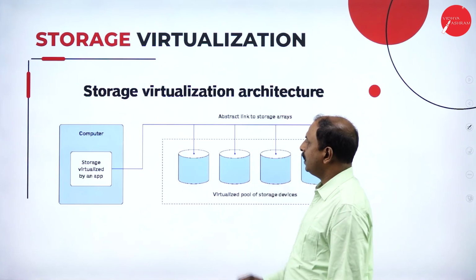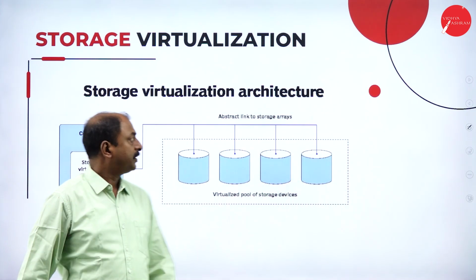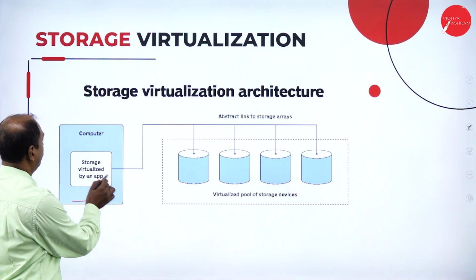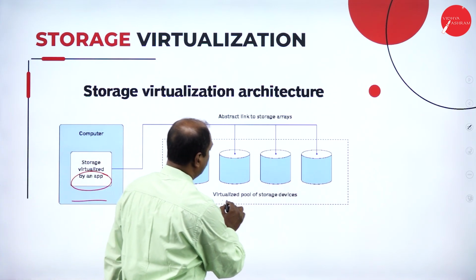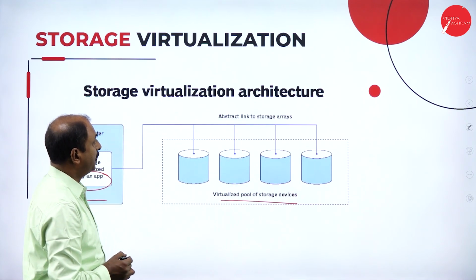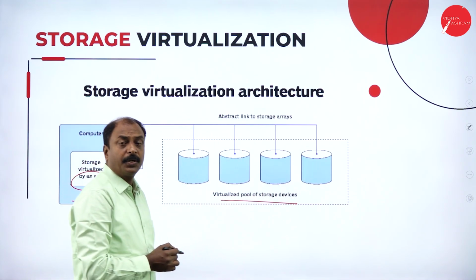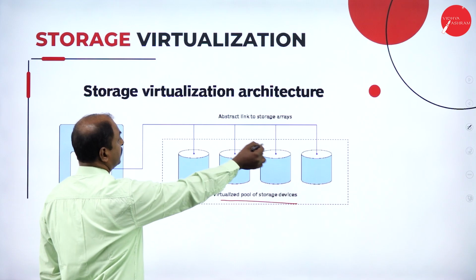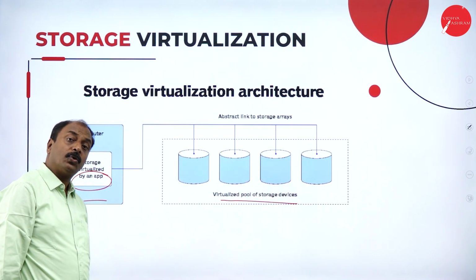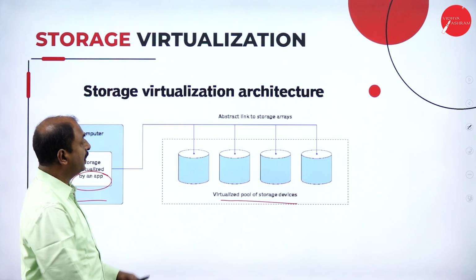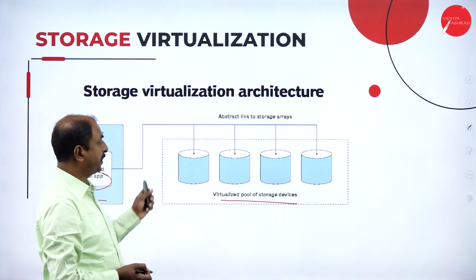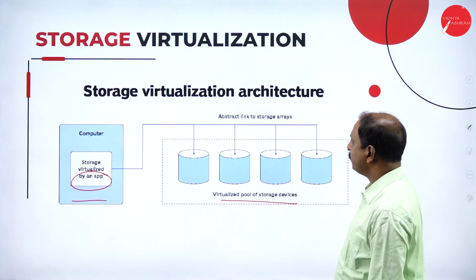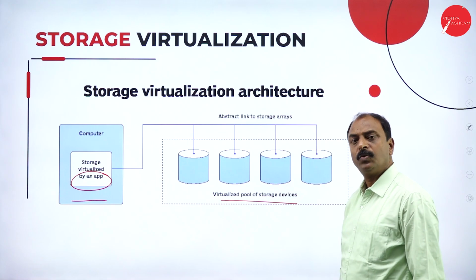Now look at the diagram here. This is nothing but a computer with one of the servers. This is an application, and here is a virtualized pool of storage devices. These are the different physical storages, all arranged in the form of a disk array, and this is the meaning of virtualization of storage, or storage virtualization. Here, a number of physical servers are grouped together to work like a single physical server. With the help of this diagram, we can visualize what storage virtualization is.